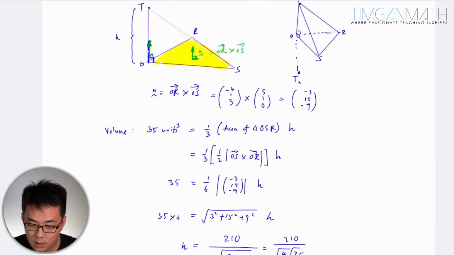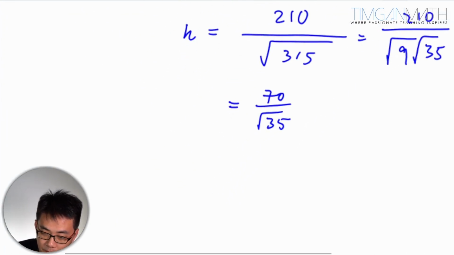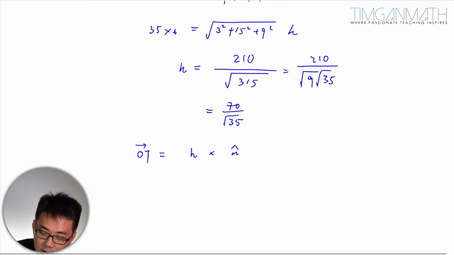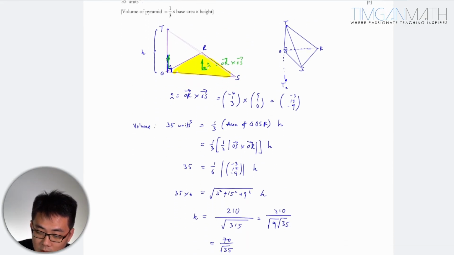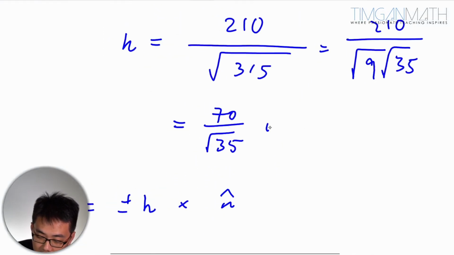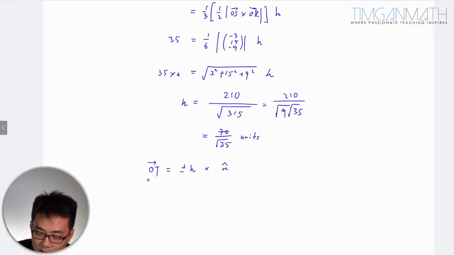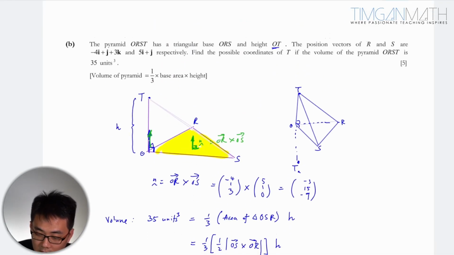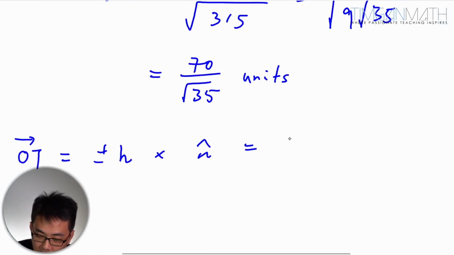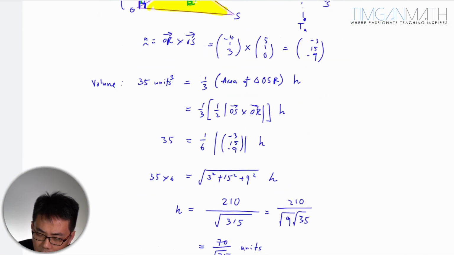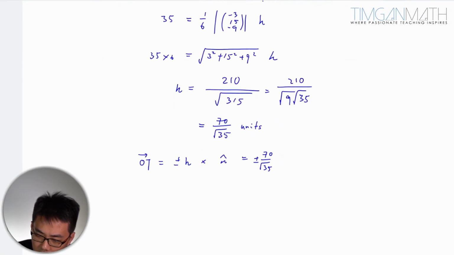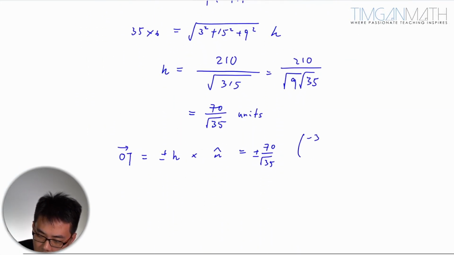Okay, there you go. OT is just the height times the unit vector. Okay, but plus minus h, because you have these units here, the height here. This is direct proportion. So this amount of units for every one unit vector of n. So you use n, which is minus 3. So this is a unit vector of n. This is 70 over root 35. I think you will get, this is negative 3. The normal is the same.